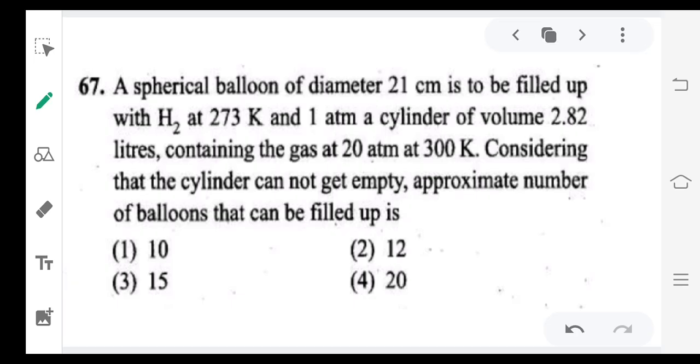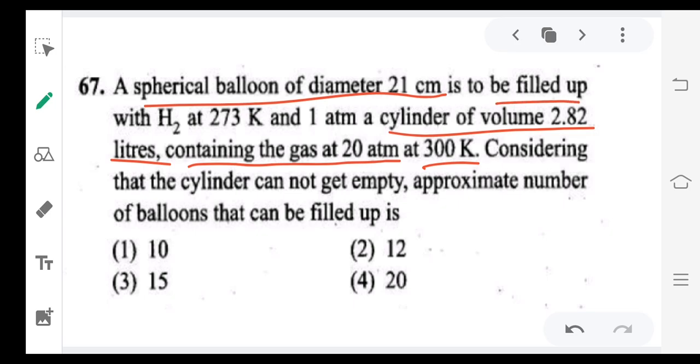So they gave information about the cylinder. Cylinder volume is 2.82 liters, containing the gas at 20 atmospheres at 300 Kelvin. By using the gas present in the cylinder, we have to fill the balloon. The balloon diameter is 21 centimeters, and the hydrogen gas is at 273 Kelvin and 1 atmosphere. We are filling the balloons at 1 atmosphere, but the gas in the cylinder is at 20 atmospheres.